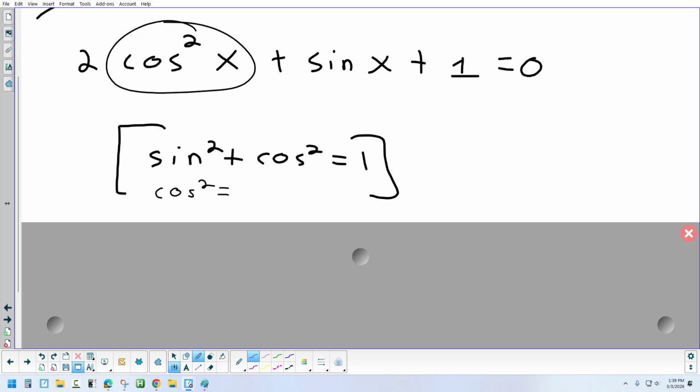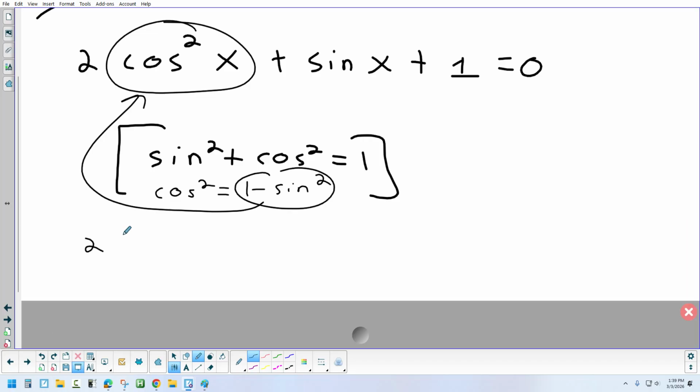What does cosine squared equal? Yeah, 1 minus sine squared. Yep. Now fill this in right there. The 2 doesn't go anywhere. That's going to stay on the outside. So we're going to plug in 1 minus sine squared, plus sine, plus 1 stays the same.